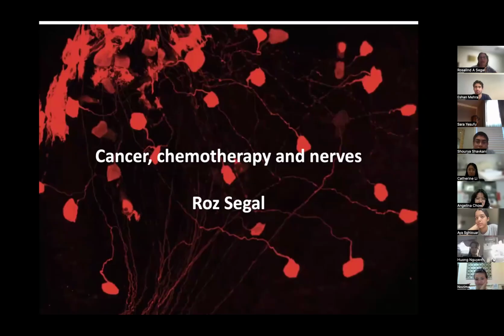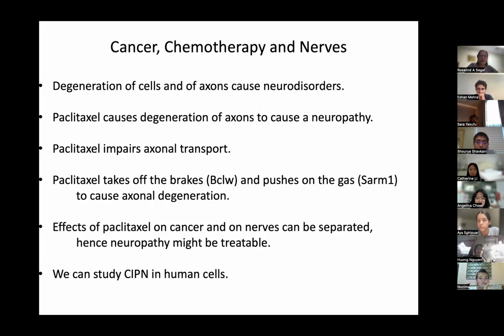About today is some of the work that we've been doing in this area, which is really about how cancer interacts both with nerves and with chemotherapy. And so today I'll talk generally about degeneration, neurodegeneration, and how there are different types of neurodegeneration that we can distinguish. I'm going to then focus on one particular type of neurodegeneration, which is chemotherapy-induced neuropathy. And I'll talk about what that is and how it works.